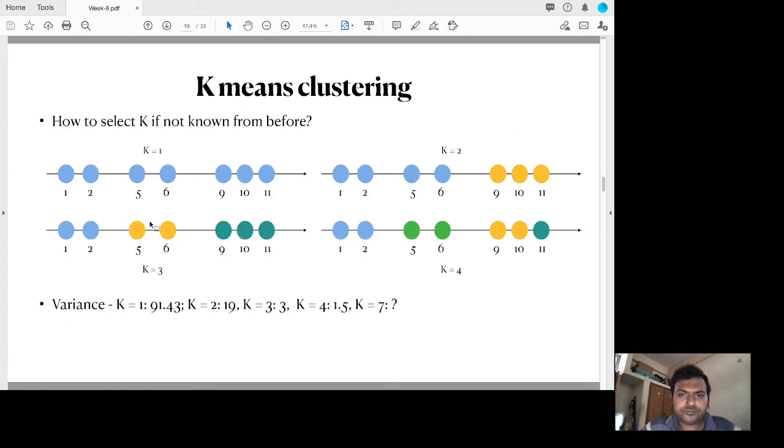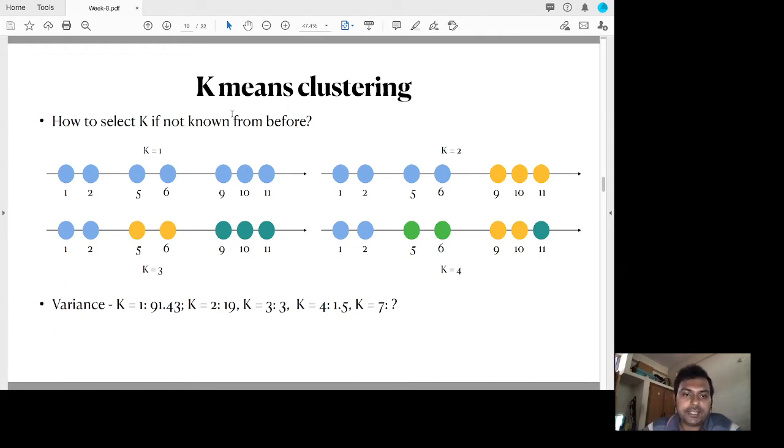Okay. Now this also gives us a handle on how to select the value of k. How do we select the value of k if it is not known beforehand? That is another question that is always there in the k-means clustering algorithm. There is an empirical way. This is not a deep mathematical result; this is an empirical result, and it can be shown by this particular example.